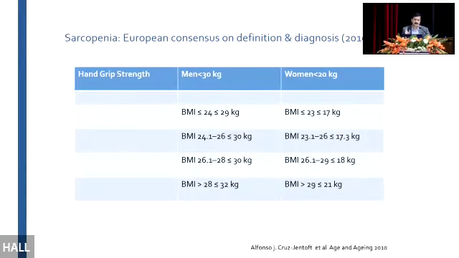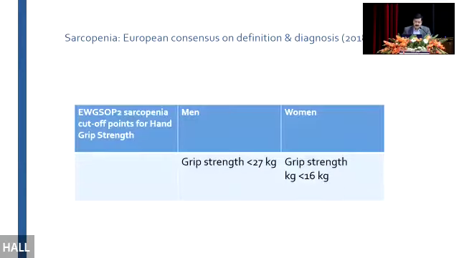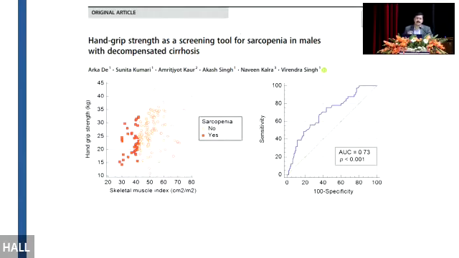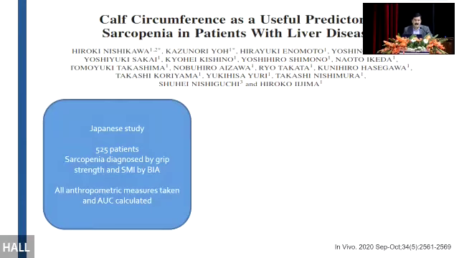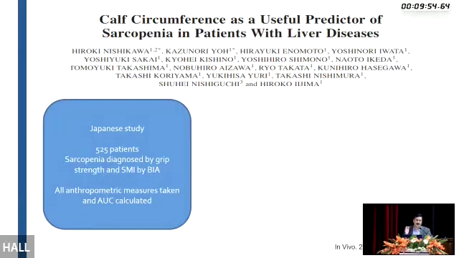So these are the BMI-based cutoffs, which were suggested way back in 2010. The recent cutoffs are 27 and 16 for men and women. And there is some data on hand grip tests as a screening tool for assessment of patients with decompensated cirrhosis. This data was generated from our institute, and they showed a good correlation between the CT-SMI as well as the skeletal muscle index. They derived a cutoff of 31 in males as a good screening tool with a high sensitivity. I just want to focus on this very interesting paper, calf circumference. It's very difficult to do CT scan in all your patients.